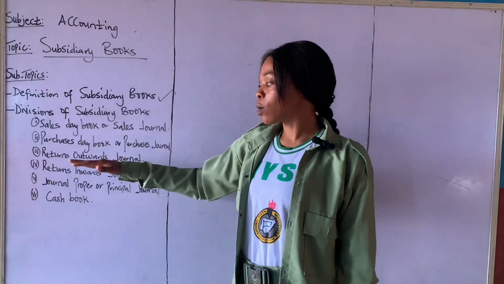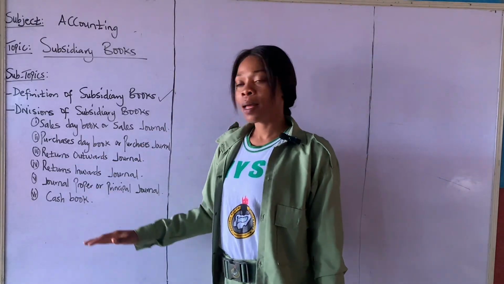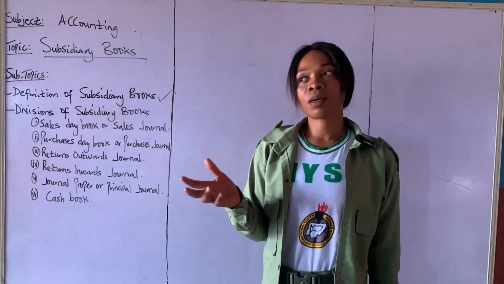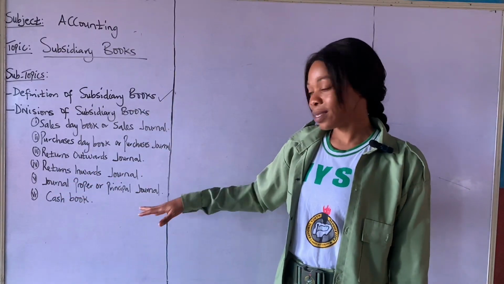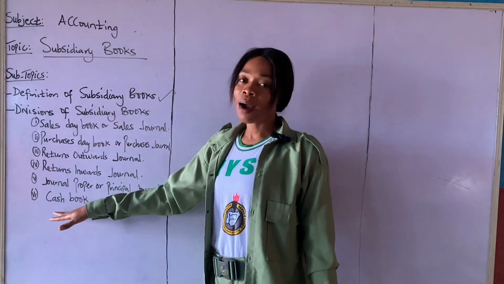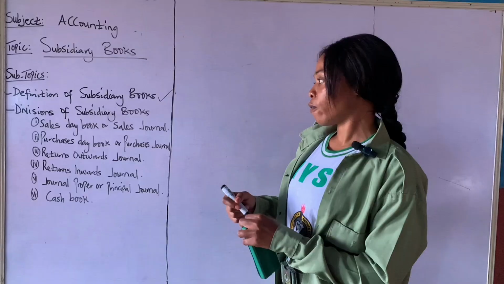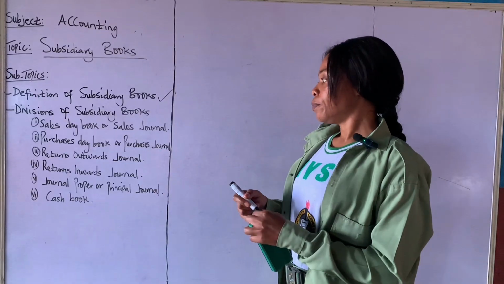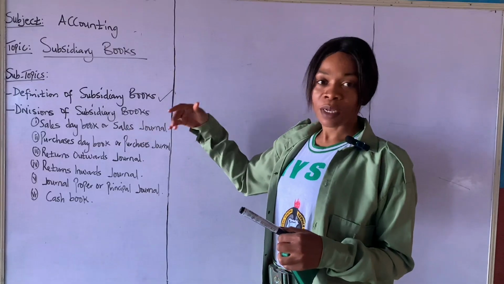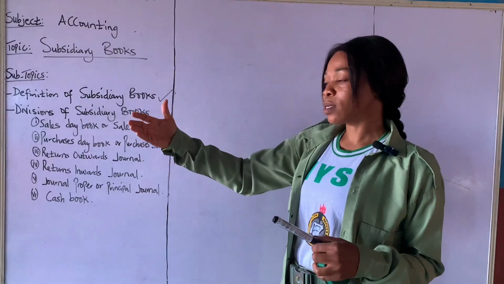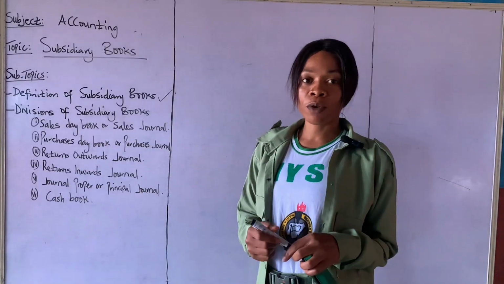We have the returns inwards journal. And we also have the journal proper or the principal journal. If you don't call it journal proper, you call it the principal journal. It's the same thing. And lastly, we have the cash book. So let me pick the definition of each of them. Remember what I said, I'm going to do justice to the sales day book in this particular video. In a subsequent video, I will also expatiate on the others. Just follow me, you get it.